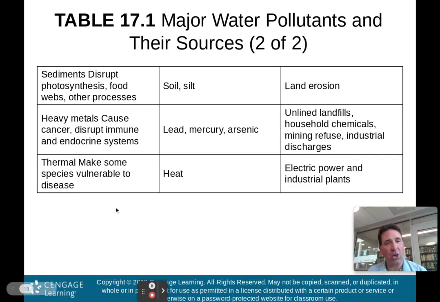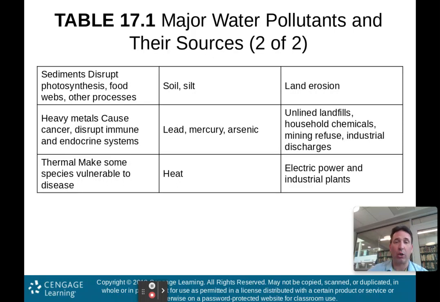Heavy metals can cause cancer, disrupt immune and endocrine systems. Examples: lead, mercury, arsenic in the water. Where do we get it from? Unlined landfills, household chemicals, mining refuse, and industrial discharges. And thermal, all right, actually makes some species vulnerable to disease. What is thermal? That's heat pollution in the water, from electrical power and industrial plants.